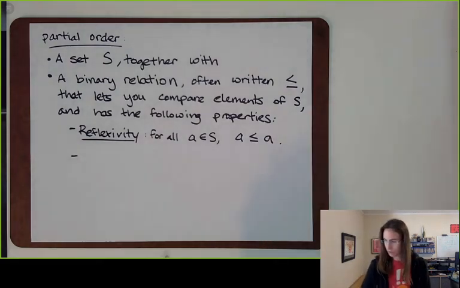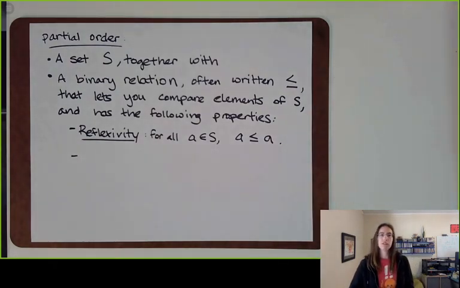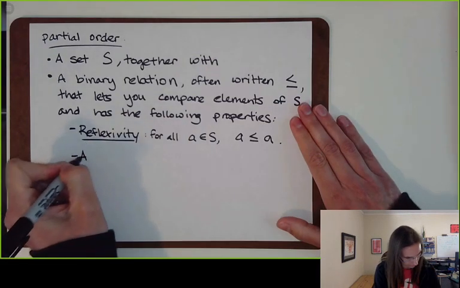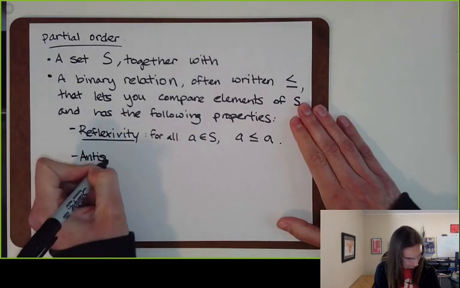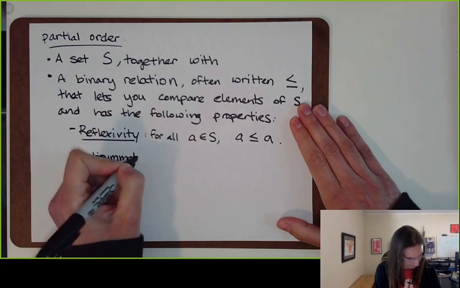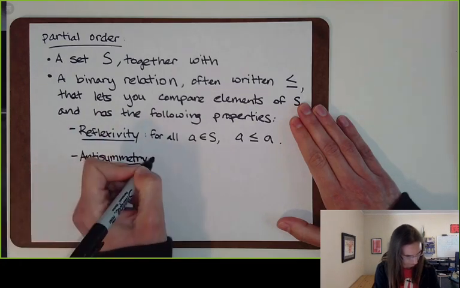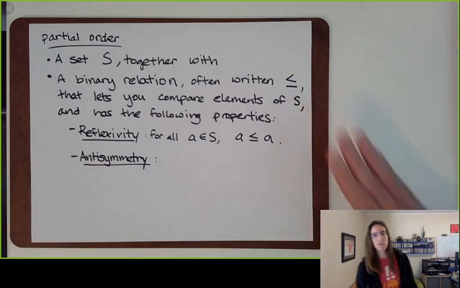Ah, somebody said symmetry. Interesting. So symmetry would be a property of it if it was an equivalence relation, but it's not going to be an equivalence relation. Anti-symmetry, good. So what does anti-symmetry mean?